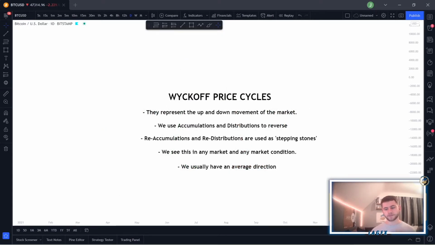Now, on top of that, within our moves up and down, we will use reaccumulations and redistributions as stepping stones. Now, what that means is that it will help by introducing more supply or more demand into the market in order to continue that move that they are doing as of current. Now, within this, we can see it within any market and any market condition, whether we are trending up, trending down, or whether we don't even have a trending market, we can still see this in action. But even when we are not trending, we are still going to have an average direction just to do with market structure, but we will dive into that now.